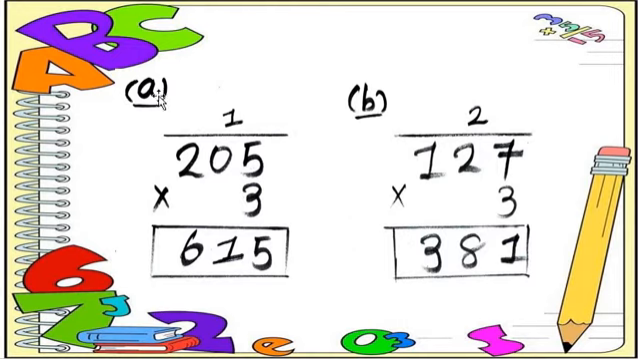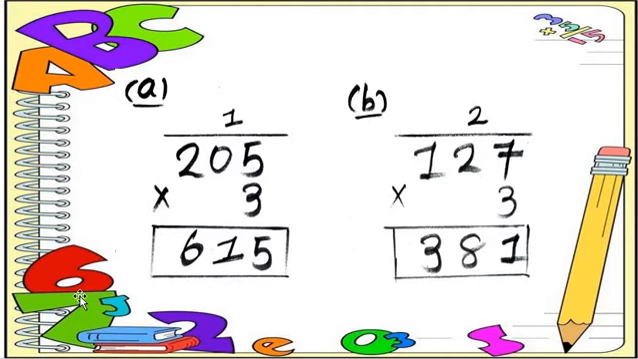Okay, and then what is question number B? 127 multiply by 3. Students, try to solve these sums on your own first, and after that we are going to learn how to solve them. So let's try it in your book. After 1 minute we will start solving question number A and question number B.